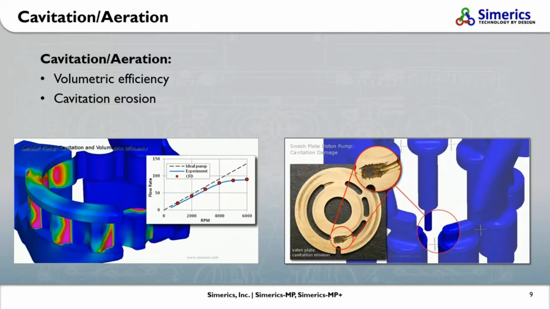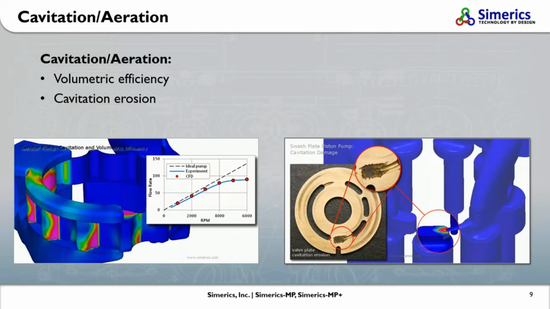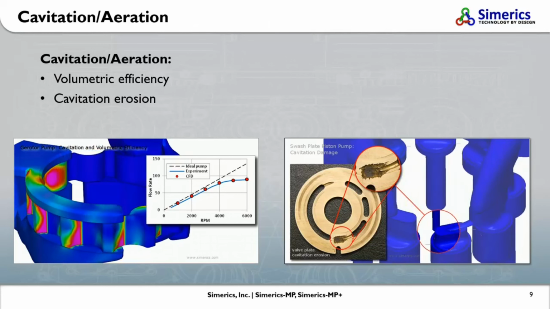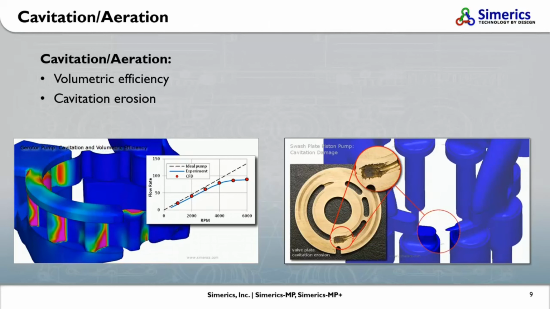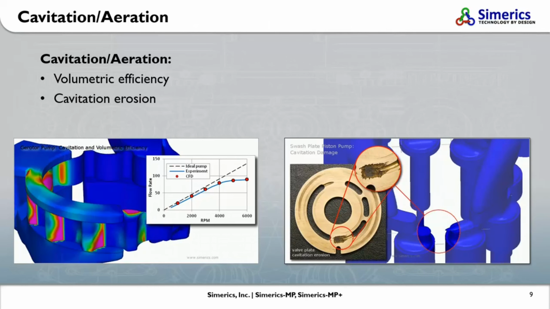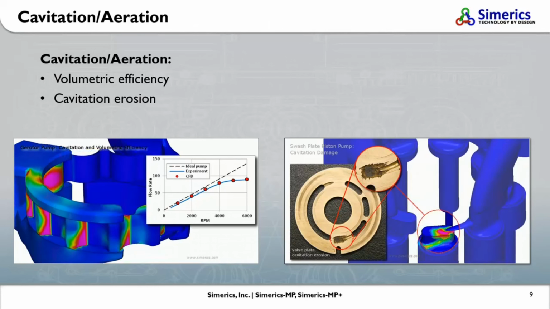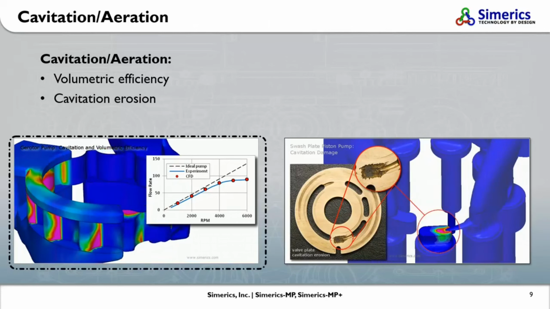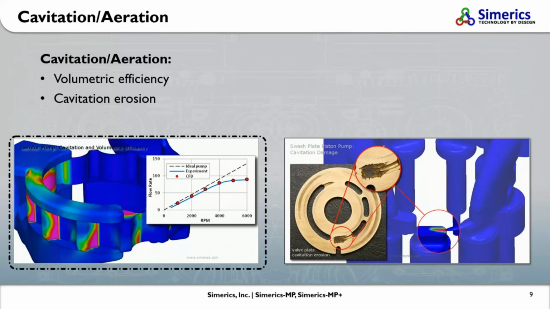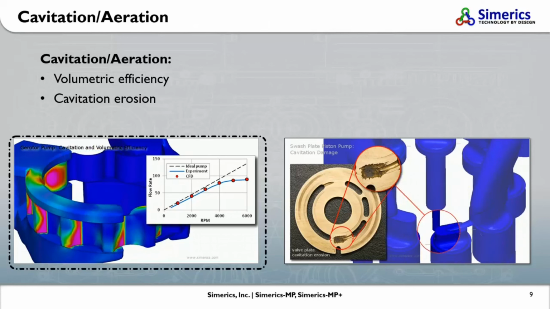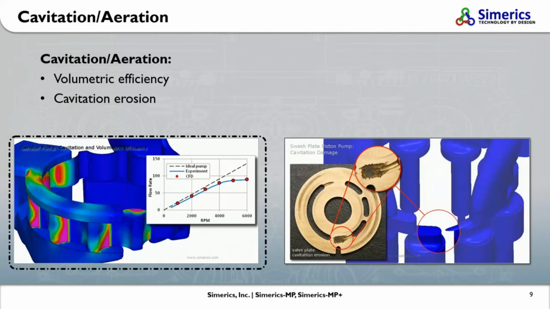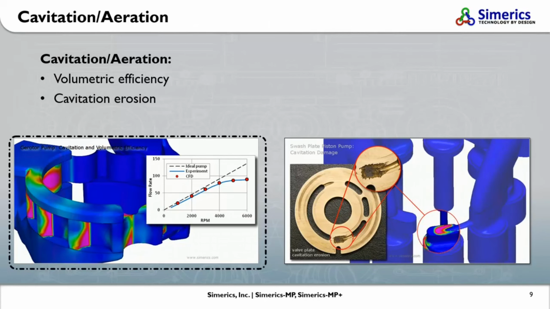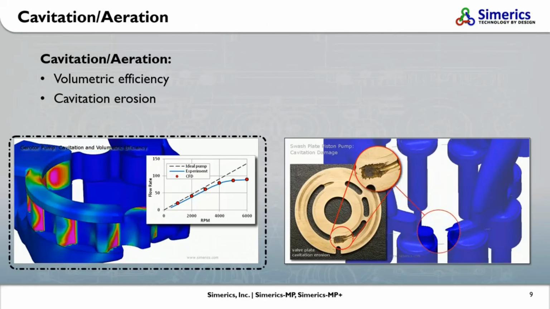In terms of cavitation, Simerics MP Plus can perform two kinds of analyses. First, predicting the volumetric efficiency. For an ideal pump, the flow rate grows linearly with the pump rotation speed, as seen from the dashed line in the left diagram. However, in real-world designs, after a certain rotation speed, the liquid supply cannot match the pump speed, and the flow rate will flatten out as seen in the blue line. Simerics MP Plus simulation results, shown as the red dots, accurately captured this.